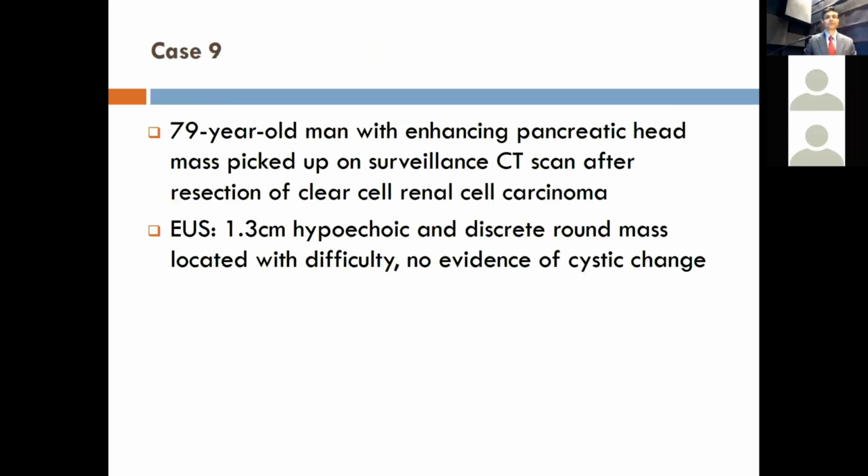So the next case is a very interesting case that we recently saw. The patient is a 79-year-old man with an enhancing pancreatic head mass, picked up on surveillance CT scan after the patient underwent resection for clear cell renal cell carcinoma. On EUS, it was a 1.3 centimeter discrete round mass that was difficult to locate, and it showed no evidence of cystic change.